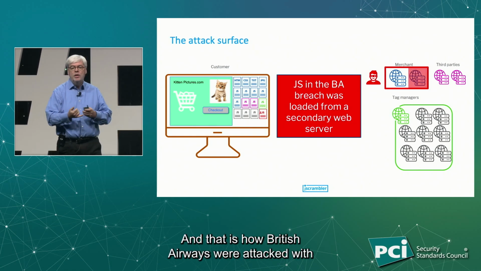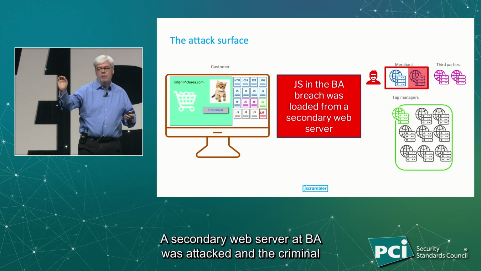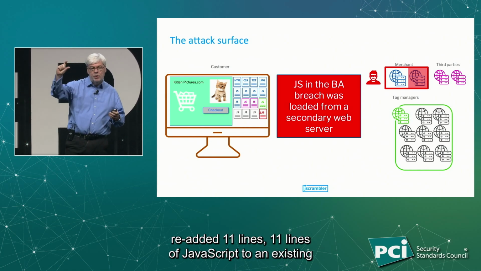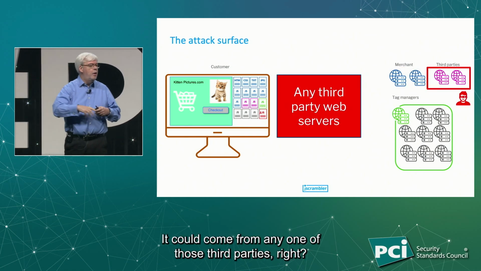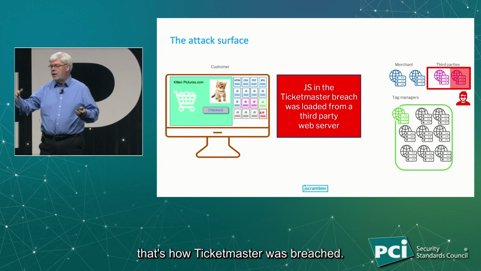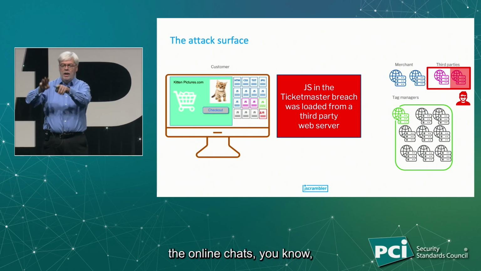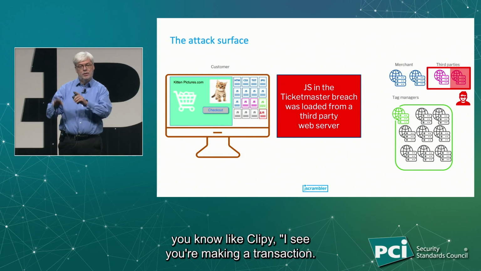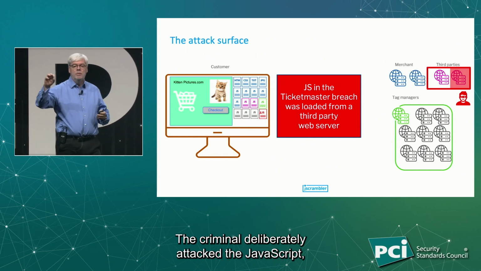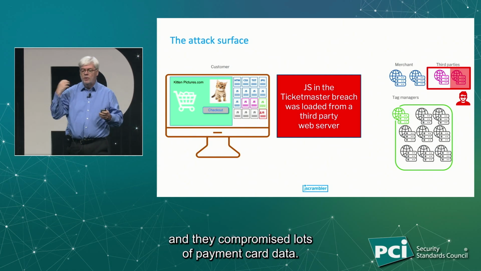And that is how British Airways were attacked with a Magecart ecom skimming attack a few years ago. A secondary web server at BA was attacked, and the criminal added 11 lines of JavaScript to an existing library that was used. It could come from any one of those third parties. Right? And again, that's how Ticketmaster was breached. The criminal deliberately attacked the chat, the online chat, like you're making a transaction. Like Clippy, I see you're making a transaction. Do you need any help with that? The criminal deliberately attacked the JavaScript at a third-party provider. That was loaded into Ticketmaster's checkout page, and they compromised lots of payment card data.